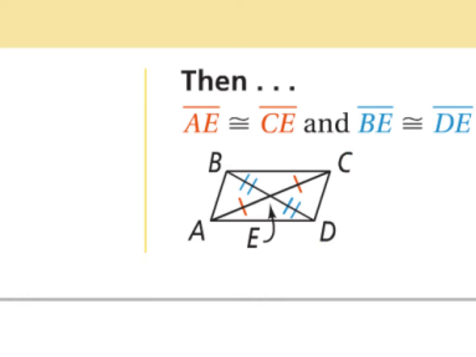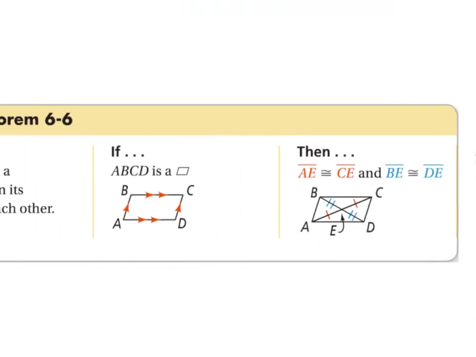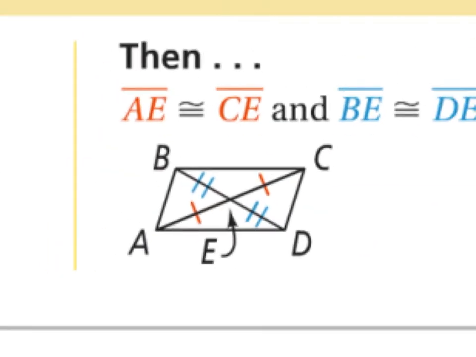So this is true for a parallelogram, not for everything. If it's a parallelogram, then the diagonals bisect each other. So that means that they cut each other in half. So this and this are congruent, and then this and this are also congruent. Okay. So it's just something else to put in your cap about parallelograms.